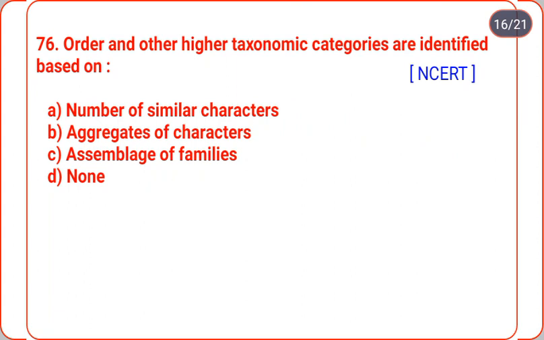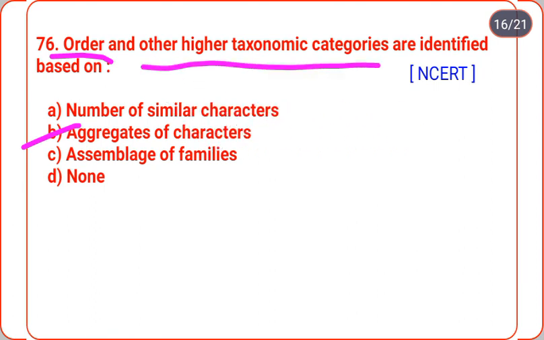Order and other higher taxonomic categories are identified based on: option A, number of similar characters; option B, aggregate of characters; option C, assemblies of family; option D, none. So in this question, option B is your correct answer, aggregates of characters.